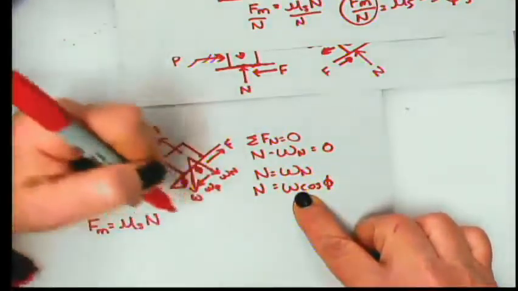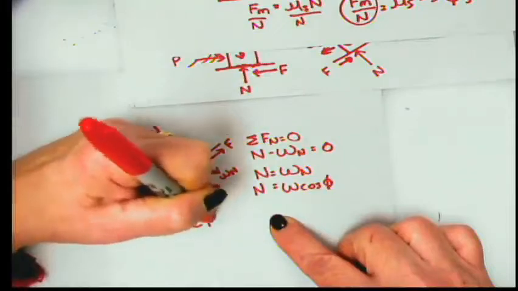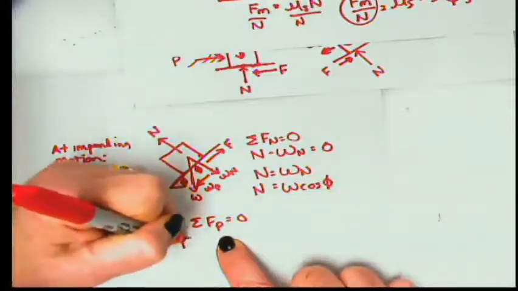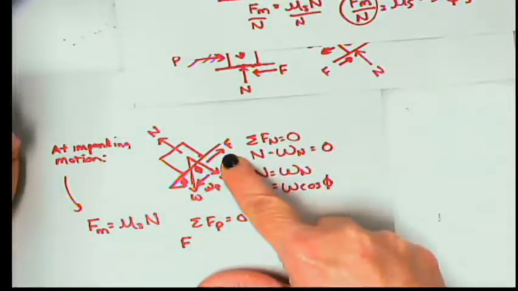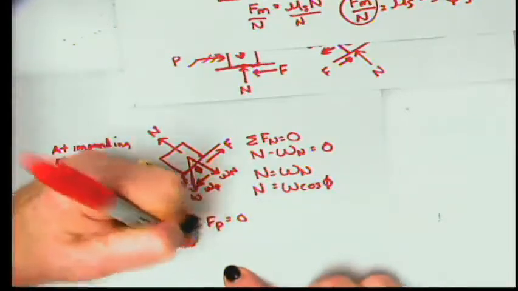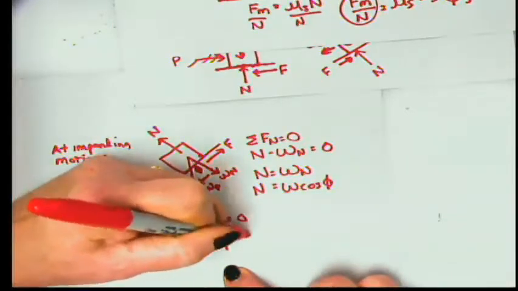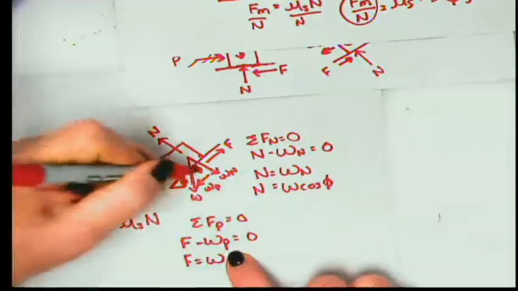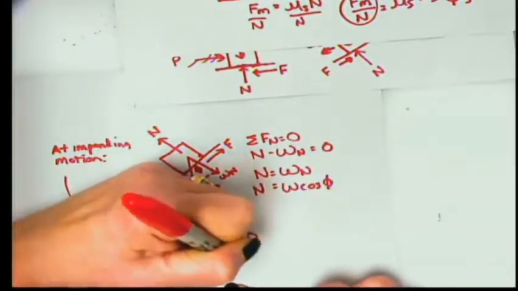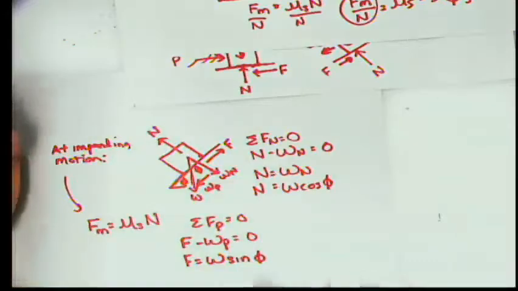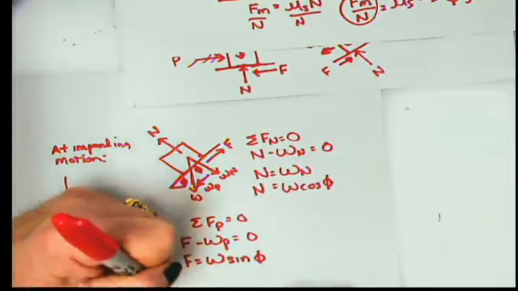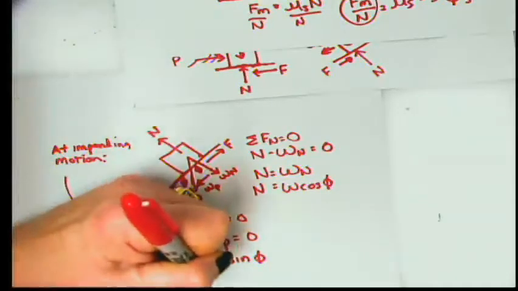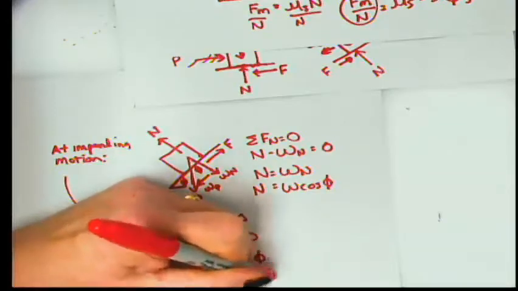Now, in the direction along the plane, which we'll call P, at impending motion, that's also going to equal 0. So the force of friction here is about to be overcome by the weight along the plane. So at impending motion, those two things are equal. The force of friction is equal to the weight, in this case, times the sine of phi. And the force of friction itself is mu s times n. So mu s times n is equal to the weight times the sine of phi.